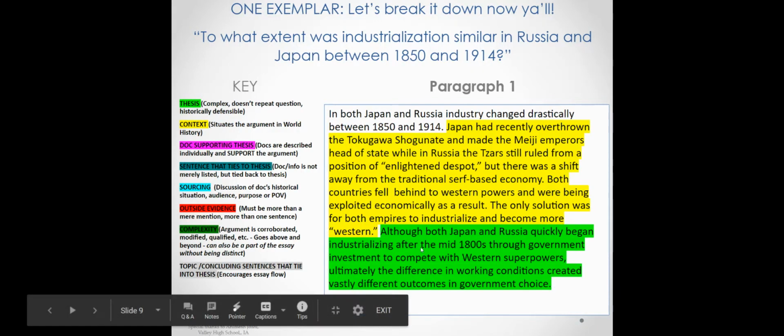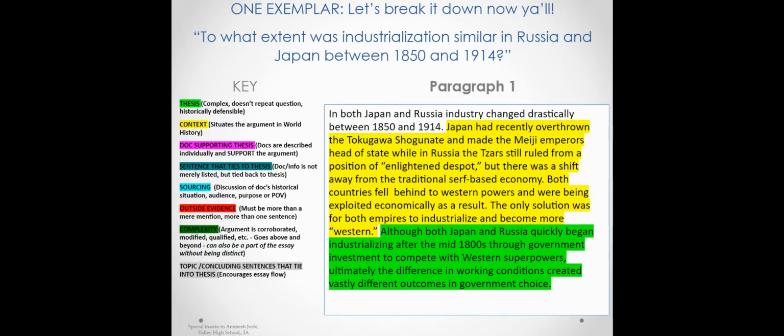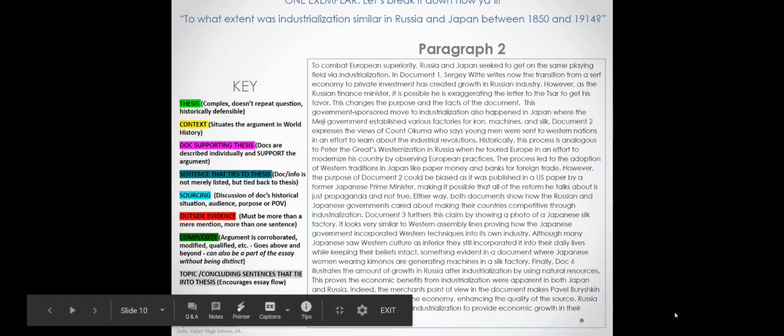And then we also have our thesis. Japan and Russia quickly began industrializing through government investment to compete with superpowers. That's a similarity. So right here, similarity, historical thinking skill 1. Right down here, ultimately, the difference in working conditions created vastly different outcomes. That is similarity, difference, compare and contrast. That is our second historical thinking skill. But we also have our two topics that will lead to our two document groupings that are then going to lead to our two body paragraphs. So let's take a look at the second body paragraph.